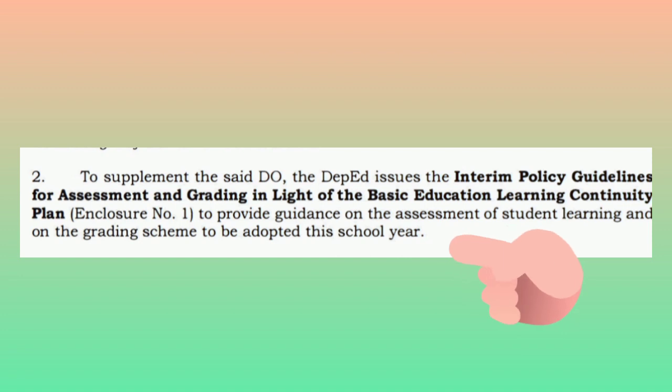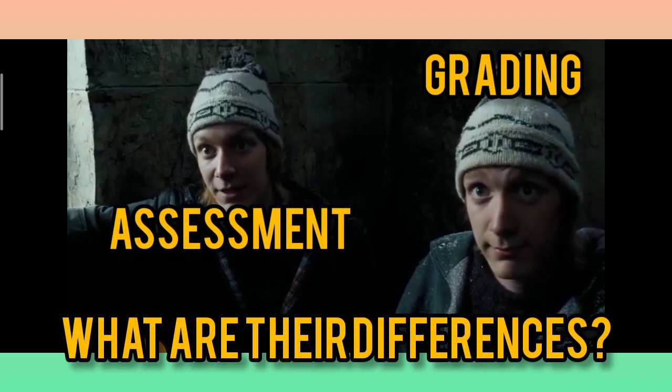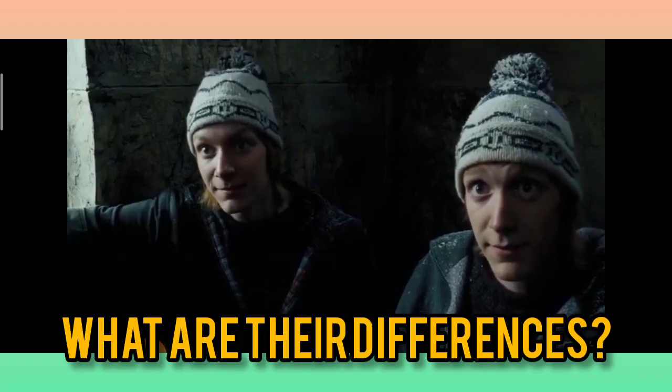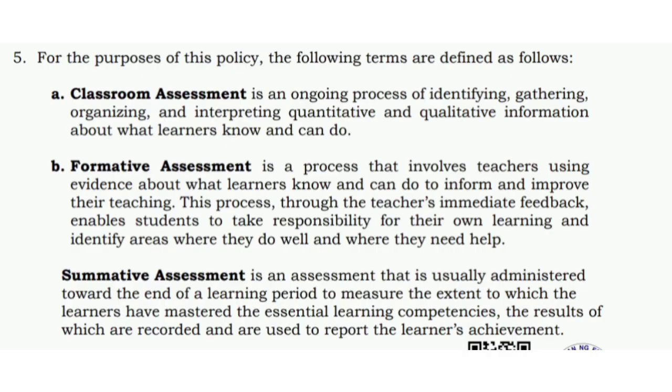It will provide guidance on the assessment of student learning and on the grading scheme to be adopted this school year 2020 to 2021. Let us first talk about assessment and grading. What are their differences? Now let us define assessment and grading. There are three types of assessment here. First is classroom assessment, formative assessment, and summative assessment.